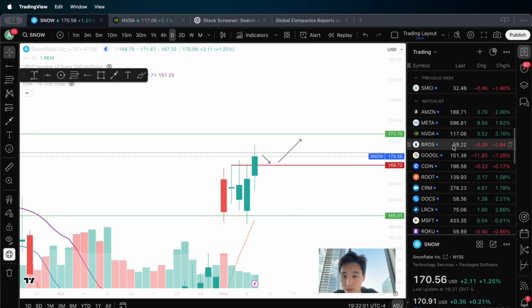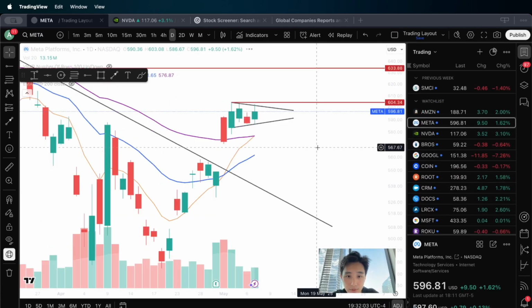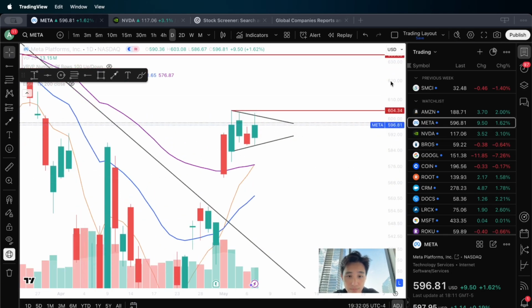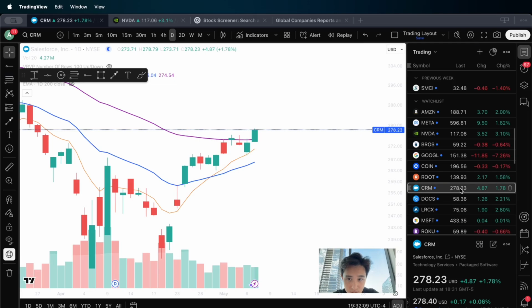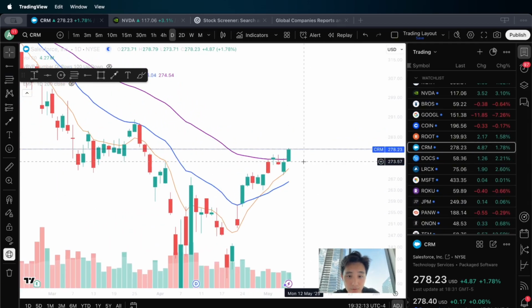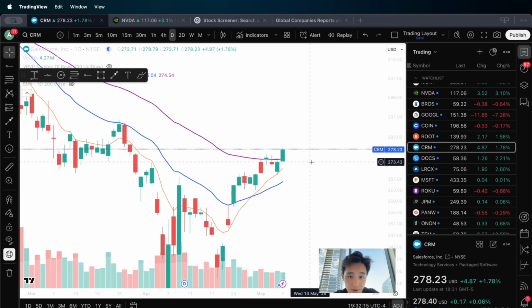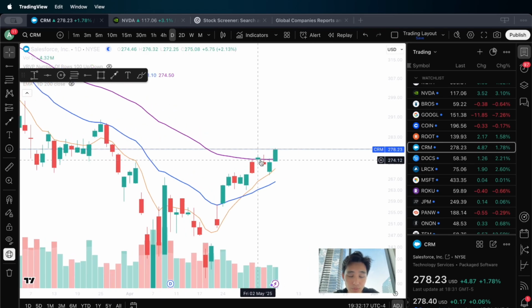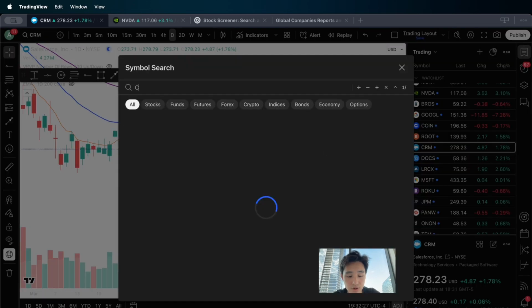Let's see what else we got. I really like Meta. This is a good one as well. Over 604, definitely on the list for tomorrow. CRM is continuing here. I think CRM is a good example of testing in real time, right? We failed to flip the 50 EMA here. Now I really want to see if we can manage to hold this breakout and use the 50 as new support. So then this move will continue.